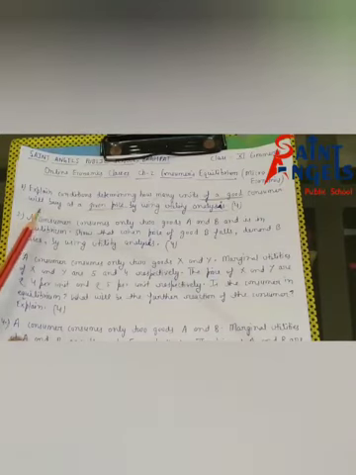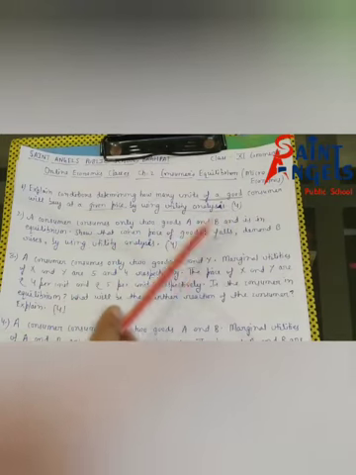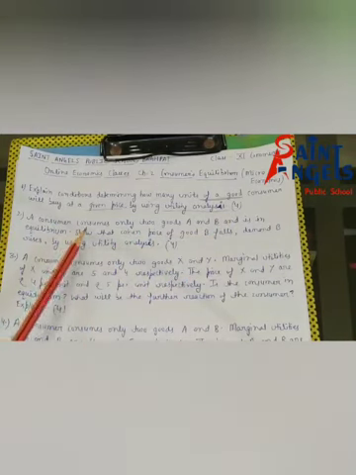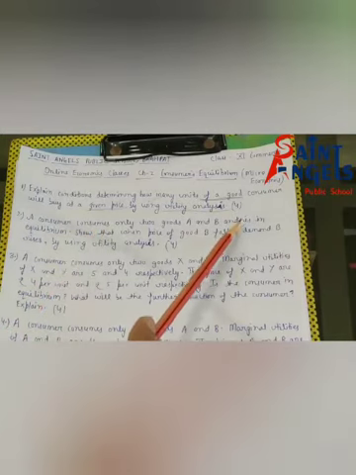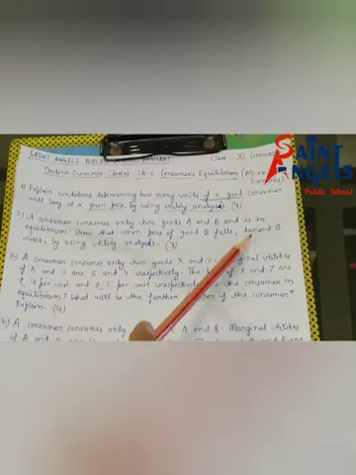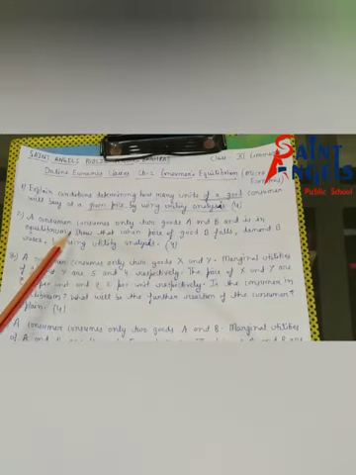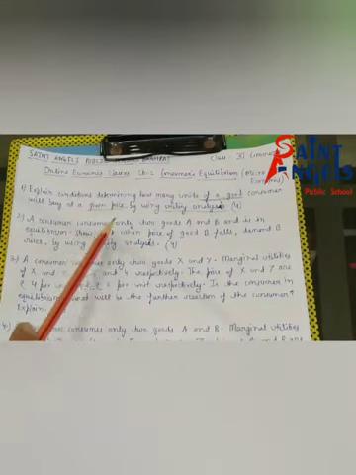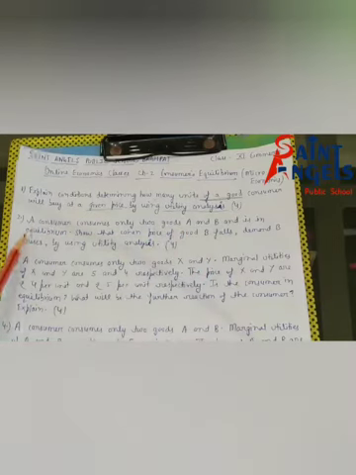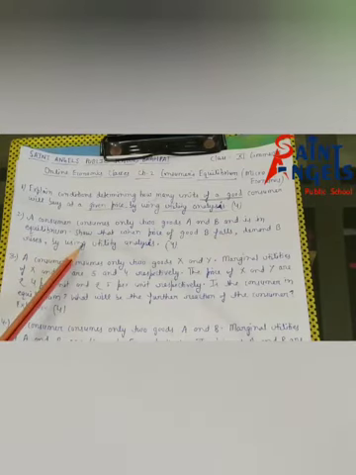See, question number two. A consumer consumes only two goods, A and B, and is in equilibrium so that when price of good B falls, demand for B rises, by using utility analysis. Using utility analysis means the cardinal approach. See, how will you solve this?